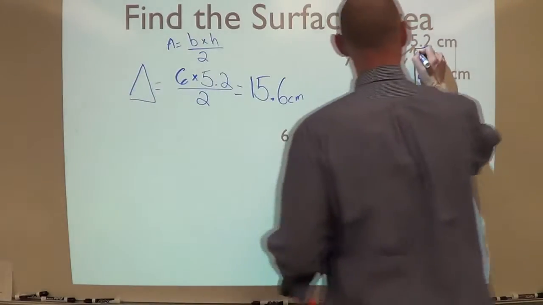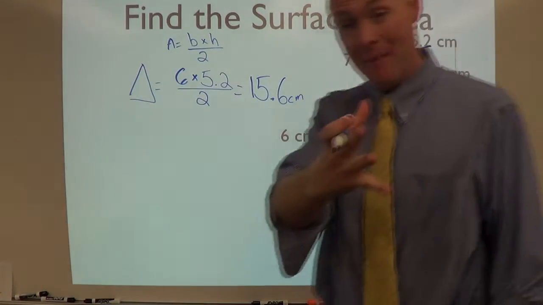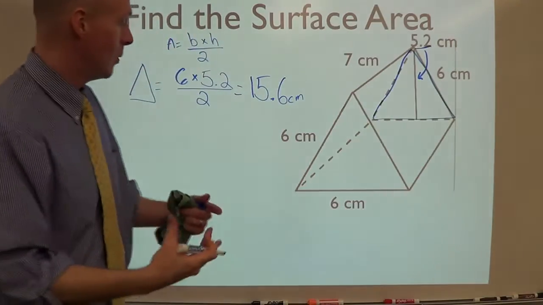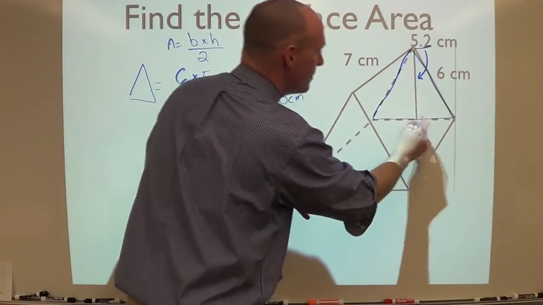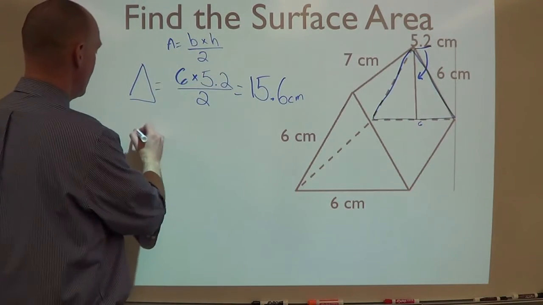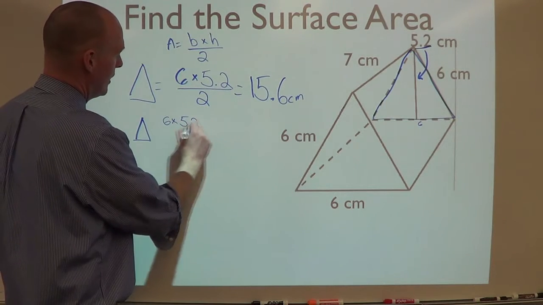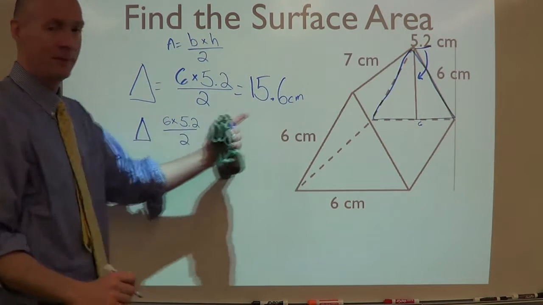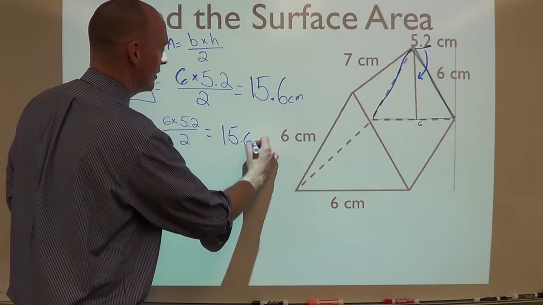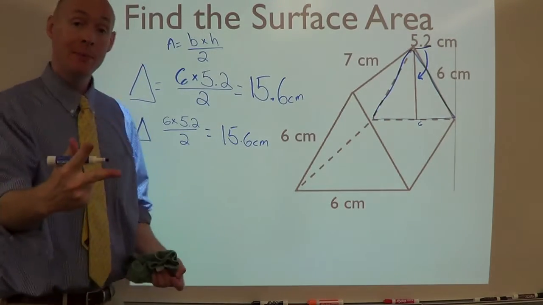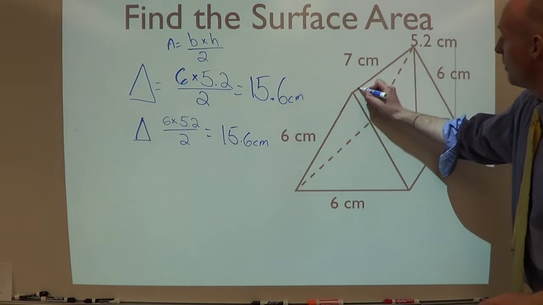Now let's look at the back. Here's my triangle. Now I mentioned that these triangles were congruent, or they were equal. How could I tell? The base is 6, so that base is going to be 6 as well, and the height is 5.2. So the back triangle is going to be 6 times 5.2 divided by 2. Didn't we just do that? So yeah, it's going to be 15.6 centimeters. Okay, 2 shapes down, 3 shapes to go. Let's look at the 2 sides. So we'll start with this side here.